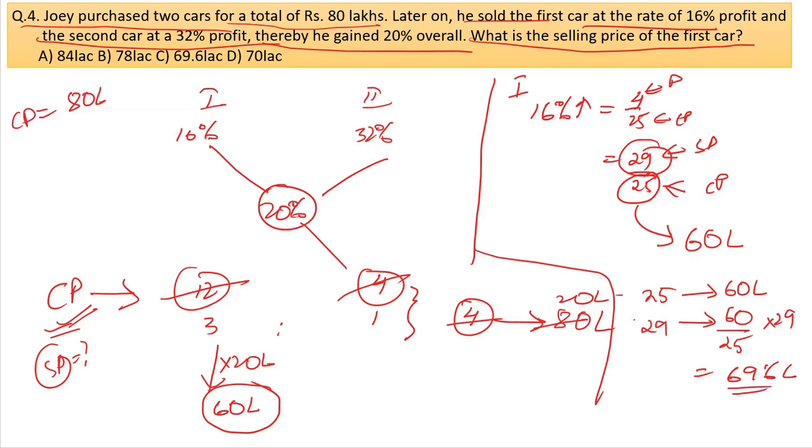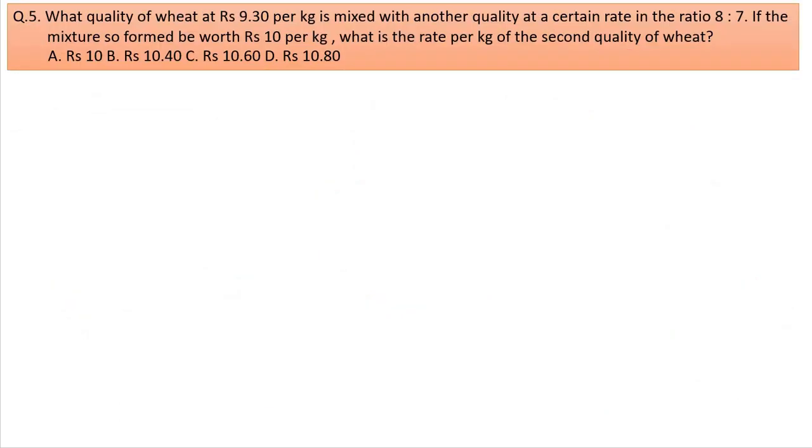That is option C. And then the next question: what quality of wheat at rupees 9.30 per kg is mixed with another quality at a certain rate in the ratio 8 is to 7? If the mixture so formed is worth rupees 10 per kg, what is the rate per kg of the second quality?